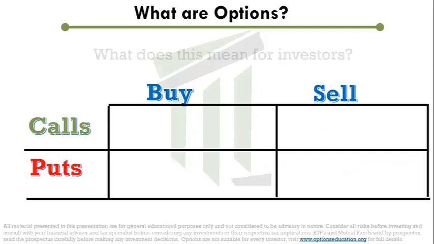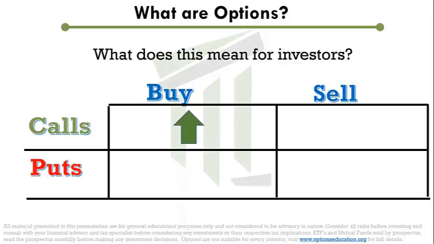As an investor, what this means is that a call option will increase in value as the underlying security goes up, if somebody bought the call option. A put option will increase in value as the underlying security goes down. Notice that both of them will increase in value, but a call option increases as the underlying security goes up, and a put option increases as the underlying security goes down.